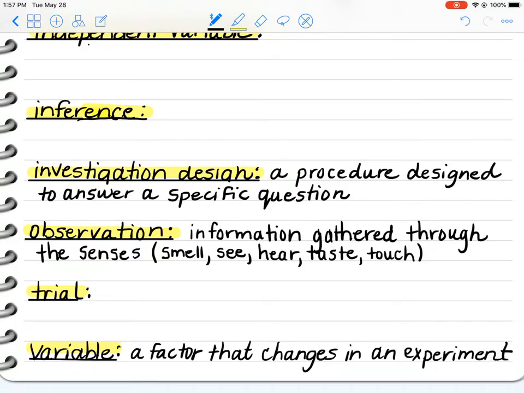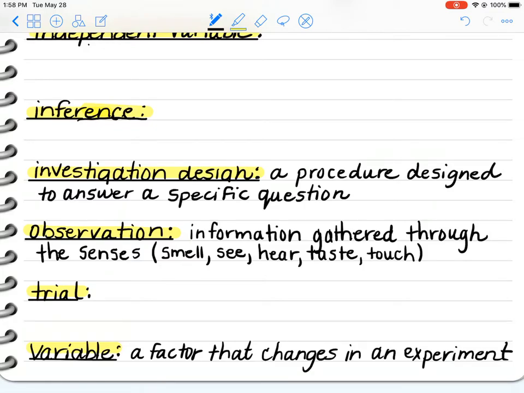So let's say that in my investigation design, I decide I'm going to take 1,000 subjects, 1,000 people. I'm going to give 500 of them diet soda and 500 of them regular soda for 1 year. That's all they're going to drink. That's the variable. It's the factor that changes. Do you get the diet soda or do you get the regular soda? The type of soda varies based on the group you're in.